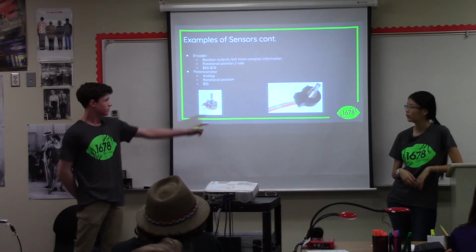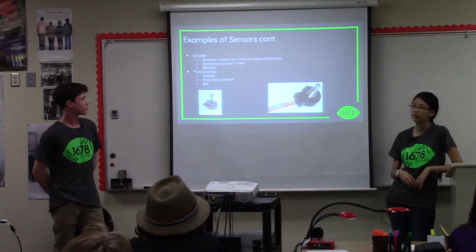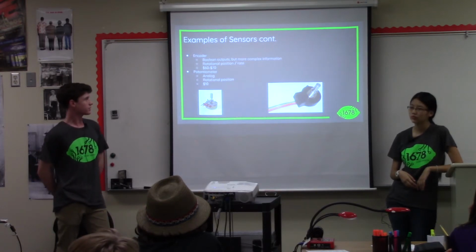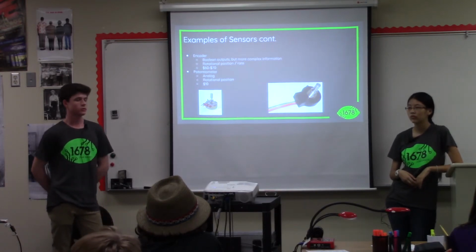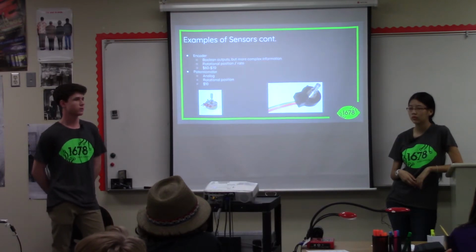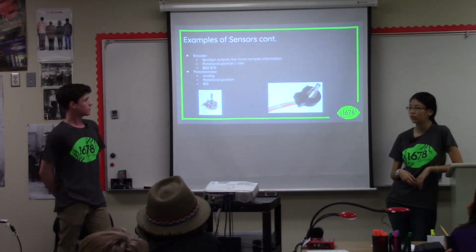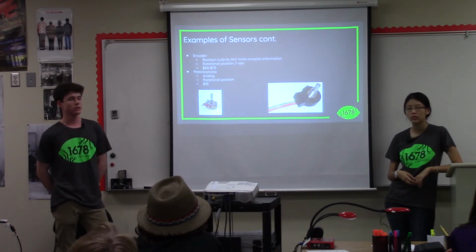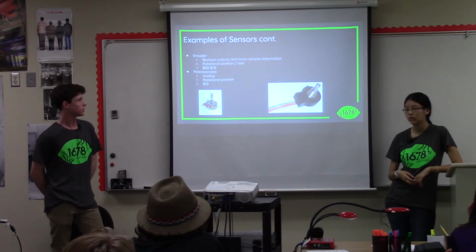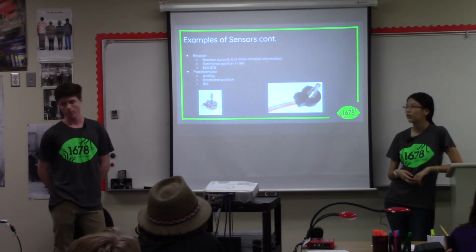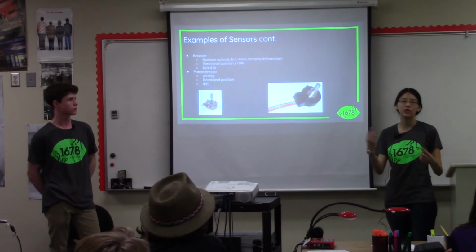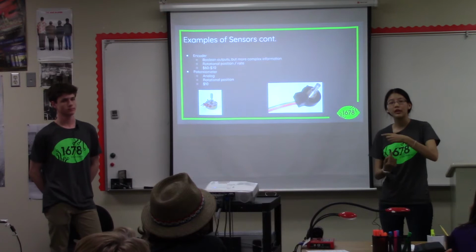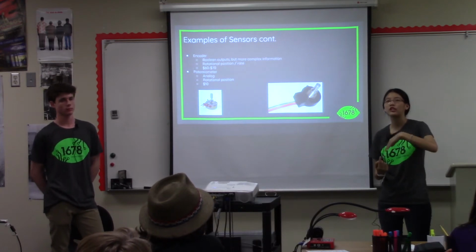So that is an encoder. It has Boolean outputs, but it can also do more complex information, and it's used for rotational and wheel speed. And there are also potentiometers, which are variable resistors, and can also be used for rotational position. For example, one usage of potentiometers is for a turret. When the turret spins, the potentiometer turns with it, and depending on the resistance of the potentiometer, you know how far the turret has turned.